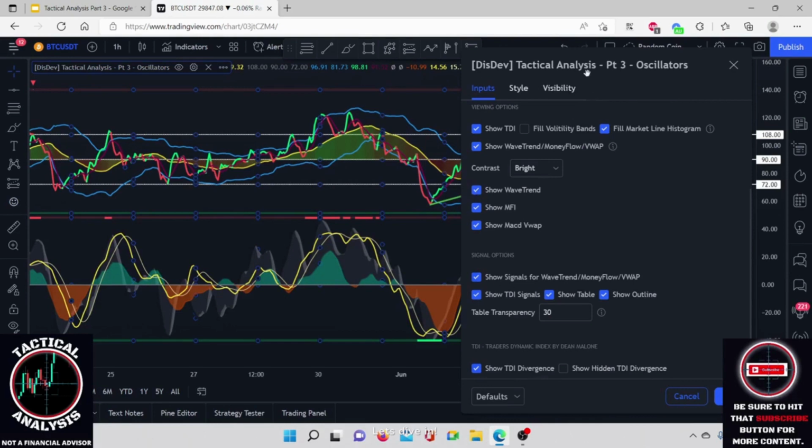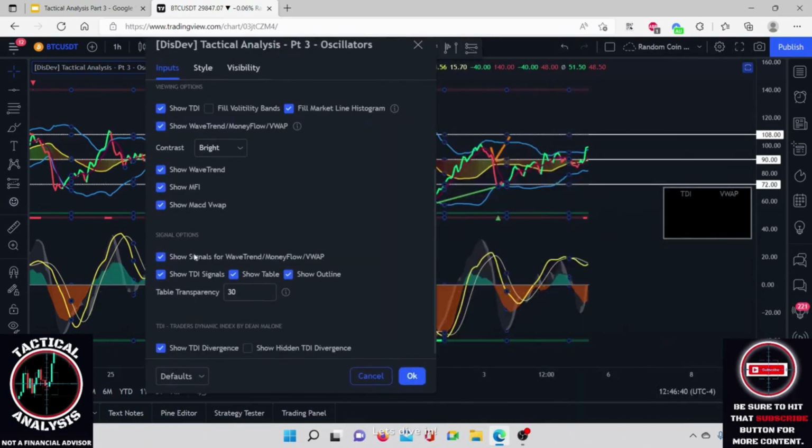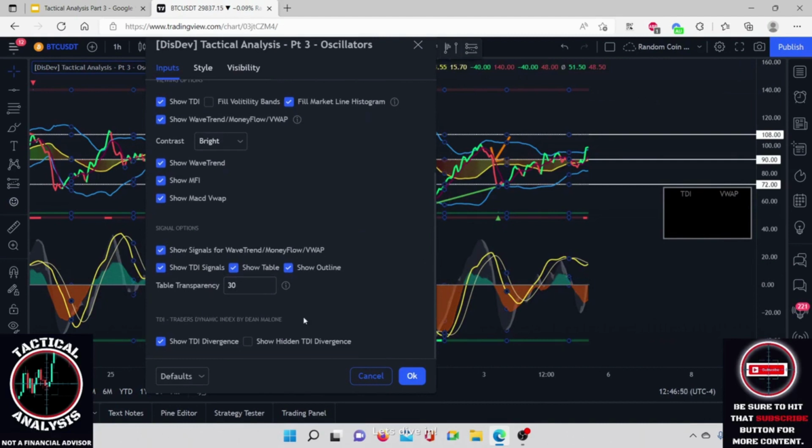Okay. Same thing with the signals, guys. Very simple and efficient. We can show the signals or we can take them off together. We can show the signals individually or take them off. Same thing with the divergence. All right. Divergence and hidden divergence. You either have them on or off, separate or together. Very simple, guys. Okay, very simple.